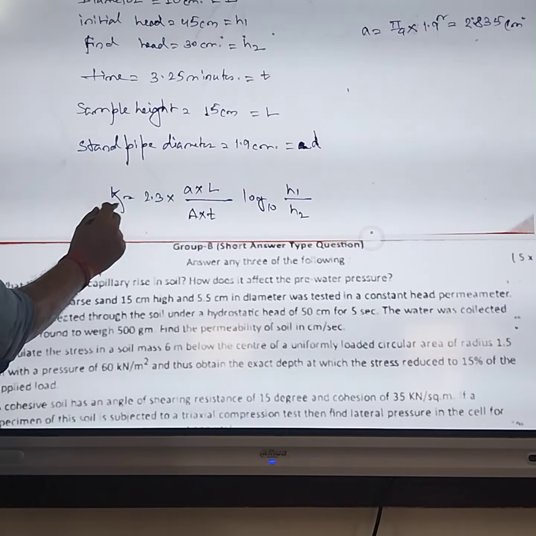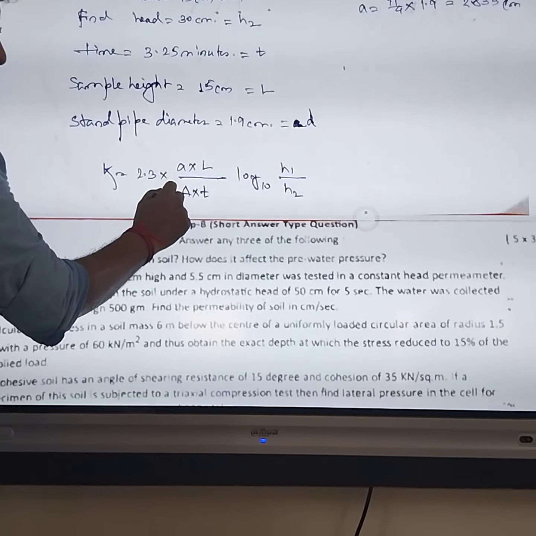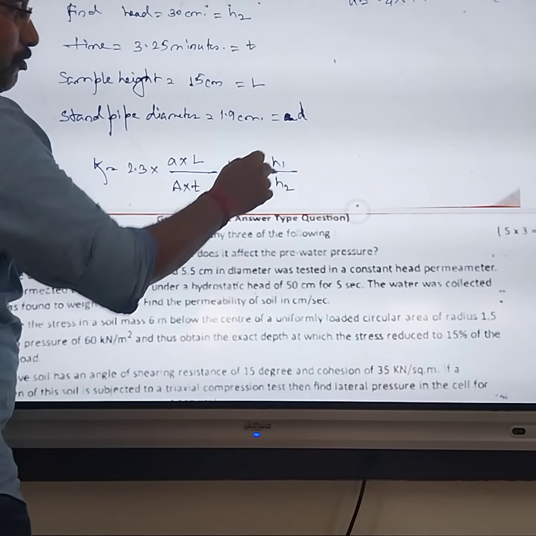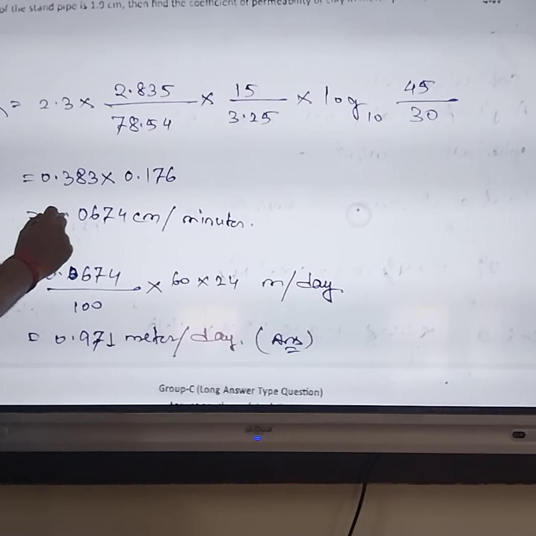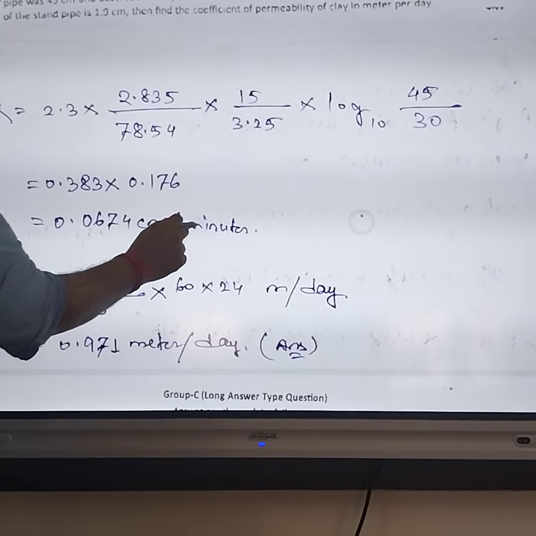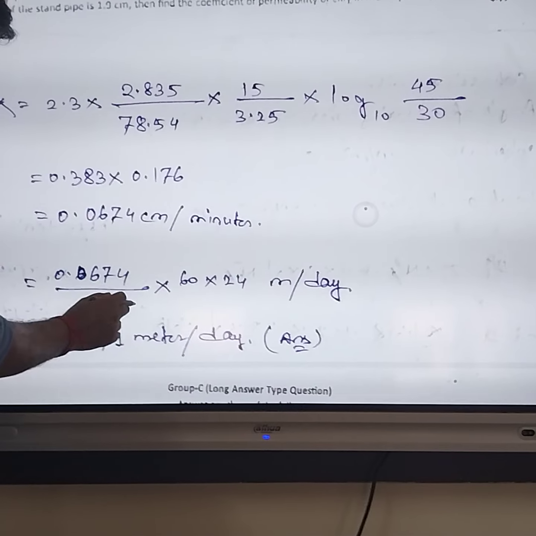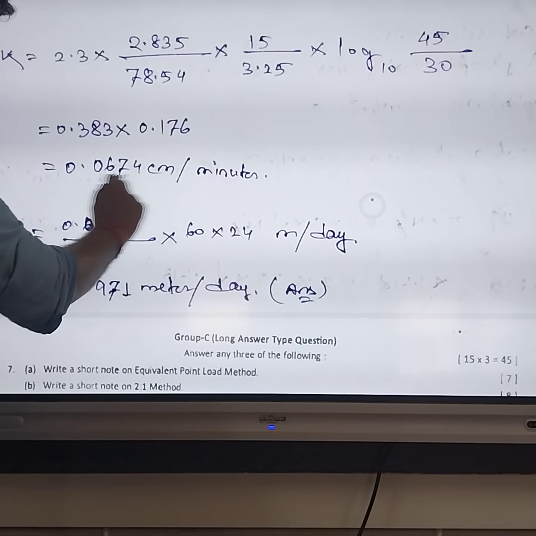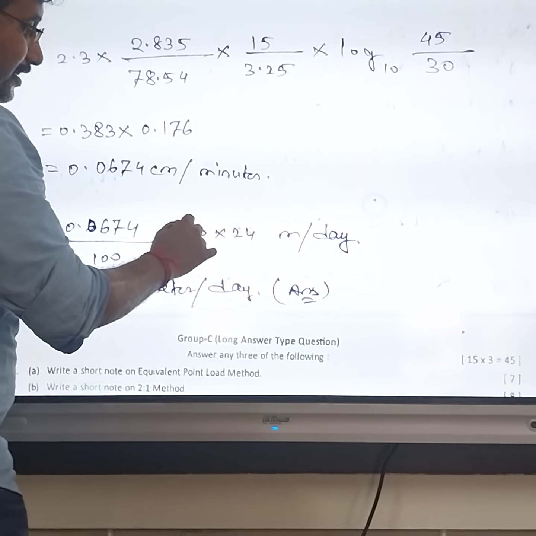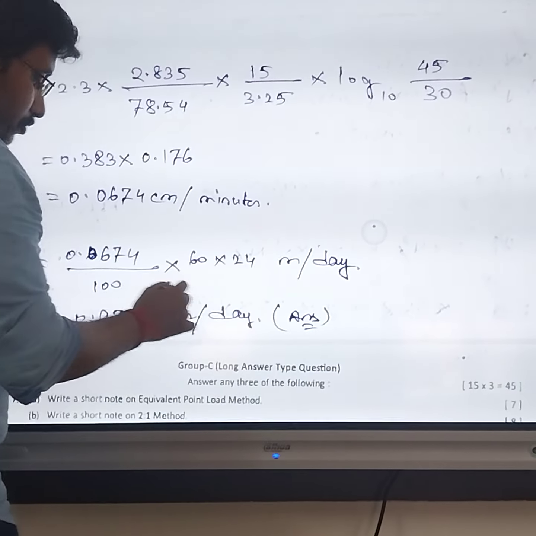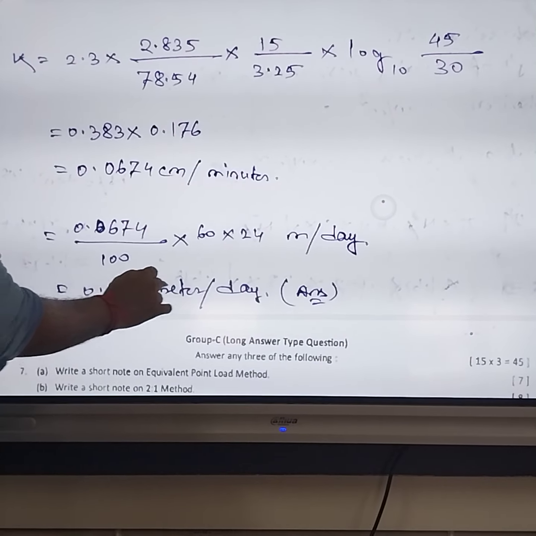Now the formula is K equals 2.3 into A into L divided by A into T into log 10 H1 by H2. Putting the values, we get the permeability K equals 0.0674 centimeter per minute. But we have to calculate this in meter per day. So first divide this answer by 100 and then multiply it by 60 and 24. So we get the unit in meter per day and the answer is 0.971 meter per day.